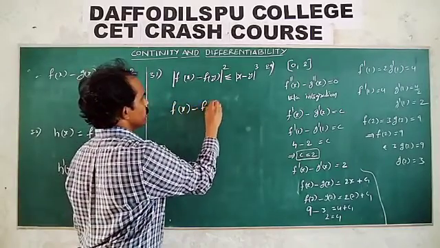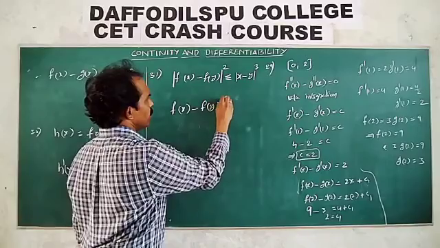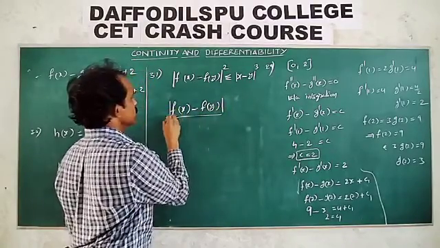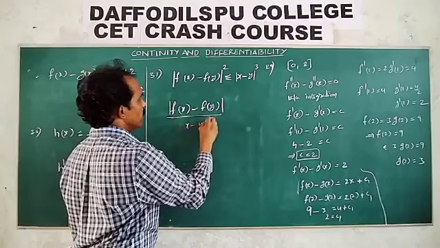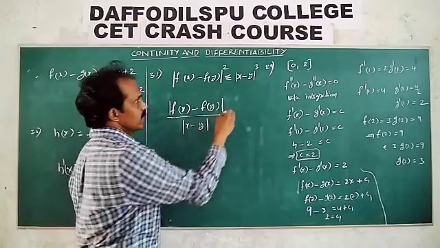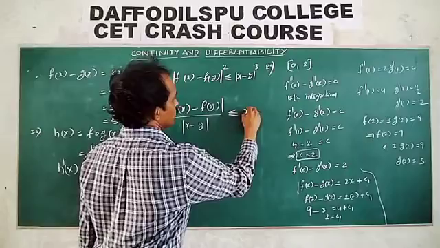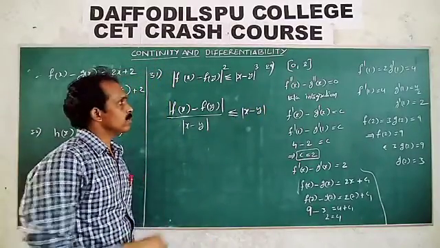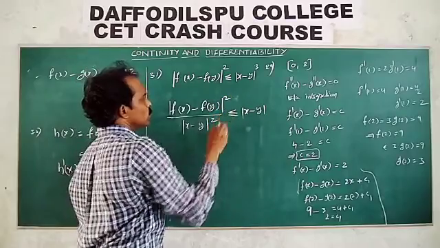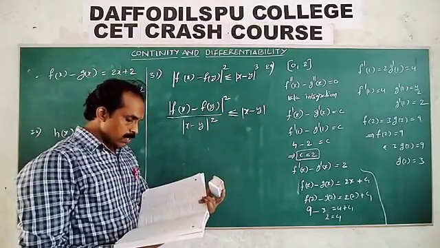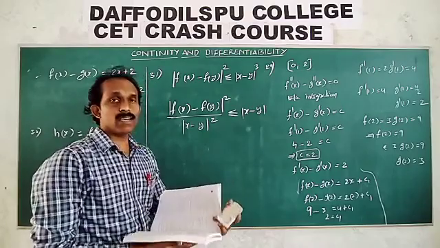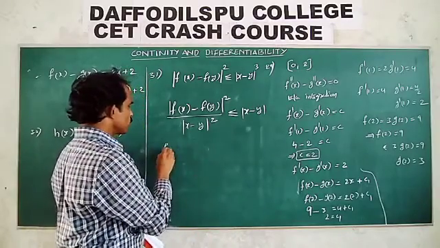f of x minus f of y divided by x minus y is less than or equal to modulus of x minus y. Okay, so total whole square and whole square. And next, they ask f dash x. What is the f dash x value? So what is f dash x value?